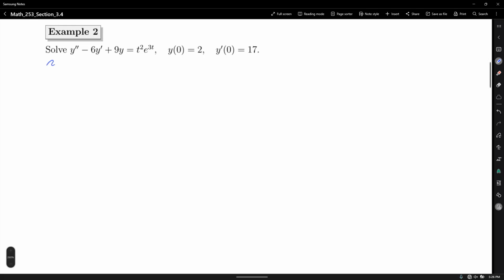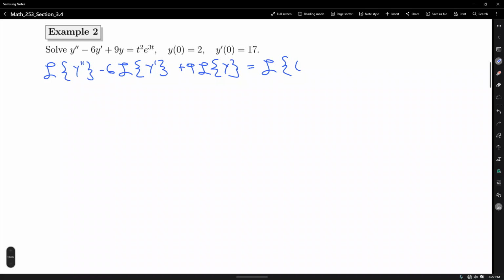So let's find the transform of the second derivative, minus 6 times the Laplace transform of the first derivative, plus 9 times the Laplace transform of y, equal to the Laplace transform of t squared e to the 3t. If you look at the right-hand side of the differential equation, that is the non-homogeneous part of the problem, and its transform will require the first translation theorem.